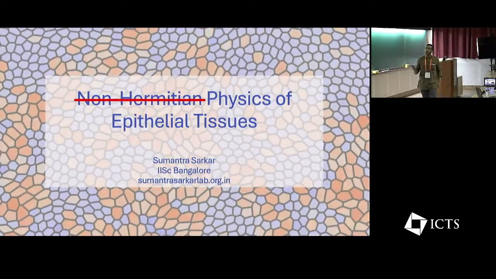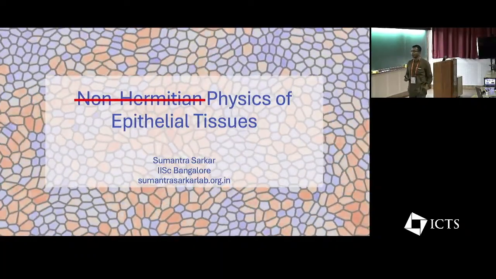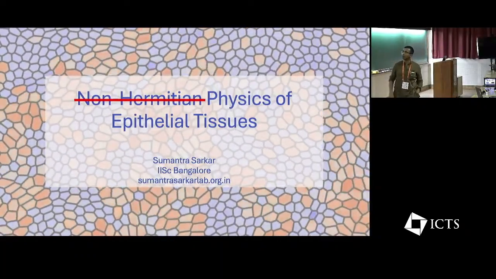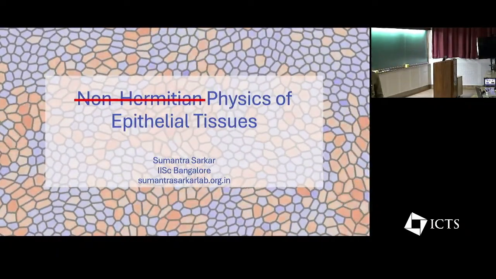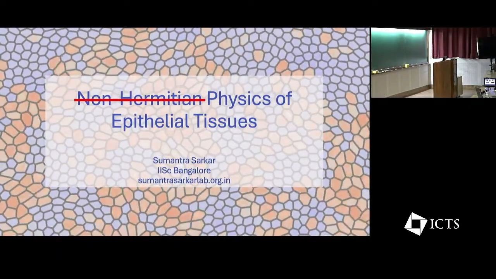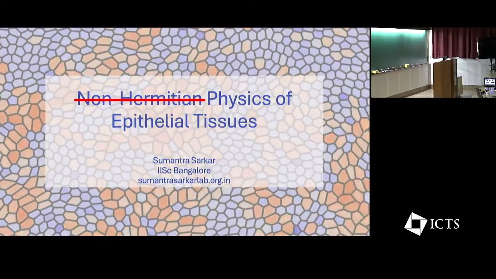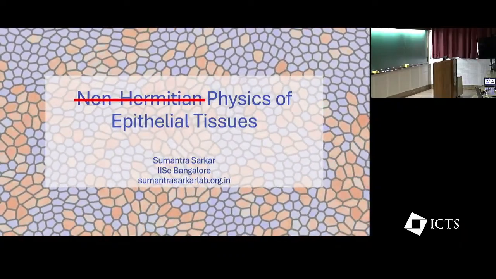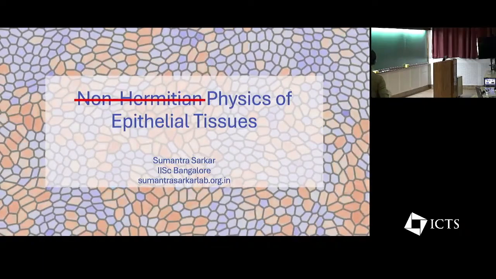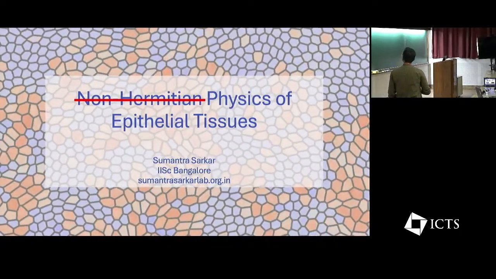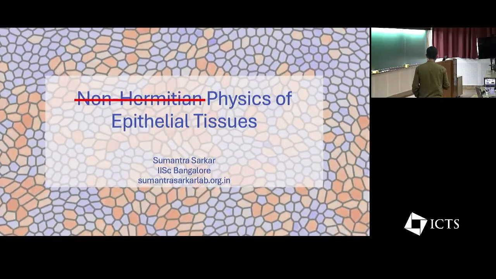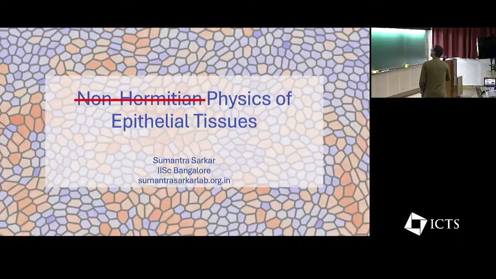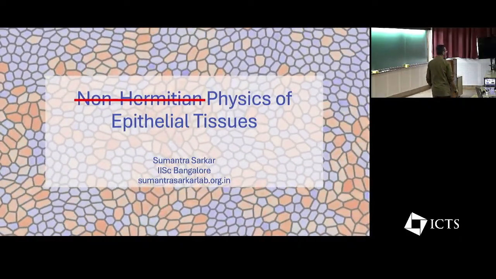Okay, so what is this physics that I'm interested in? You can see some videos running in the background, and this is a model of epithelial tissues called the vertex model. But this is not your bread and butter vertex model. This has been modified to mimic some experiments that I'm going to talk about in a bit. What is unique about this is that you can see there are some cells in orange that are oscillating, and then there are some cells in blue that are not really oscillating.